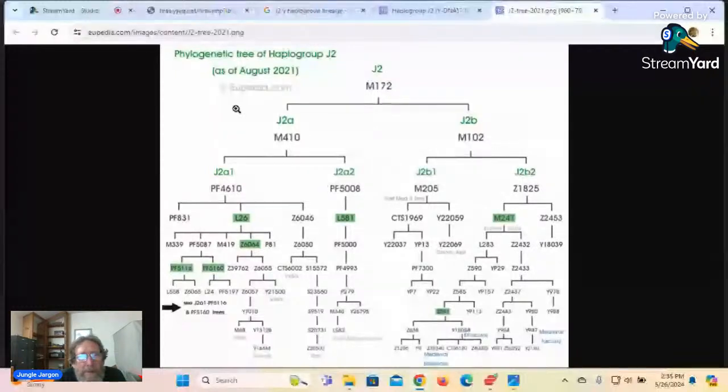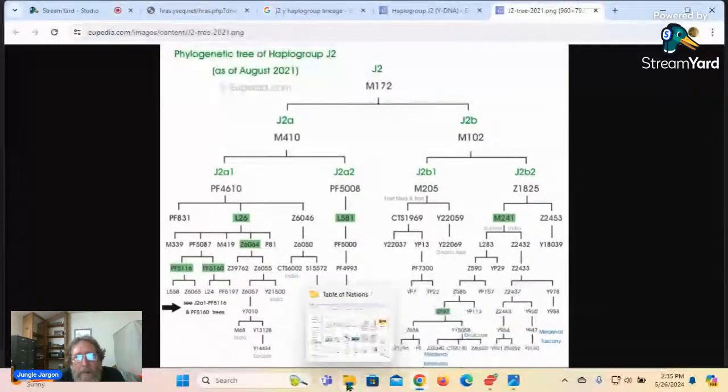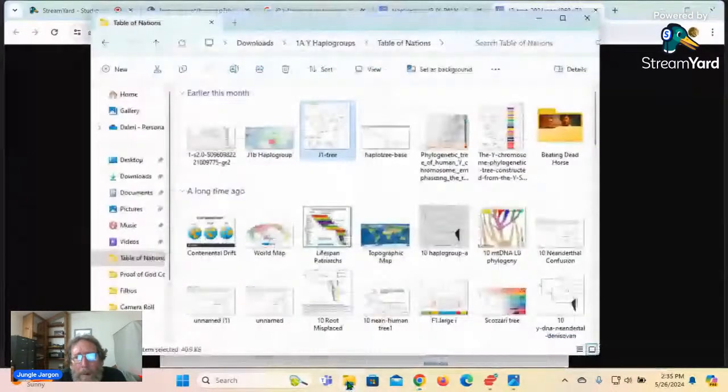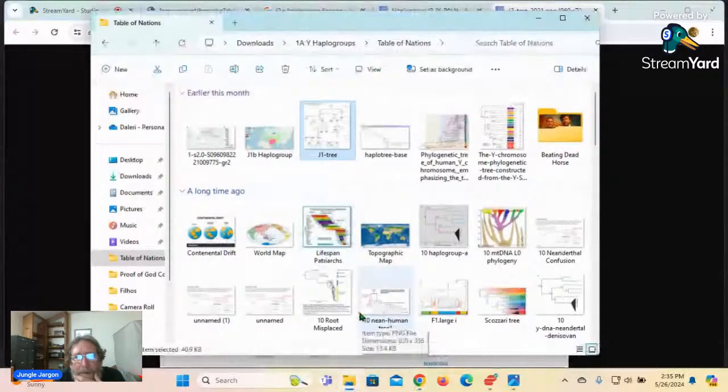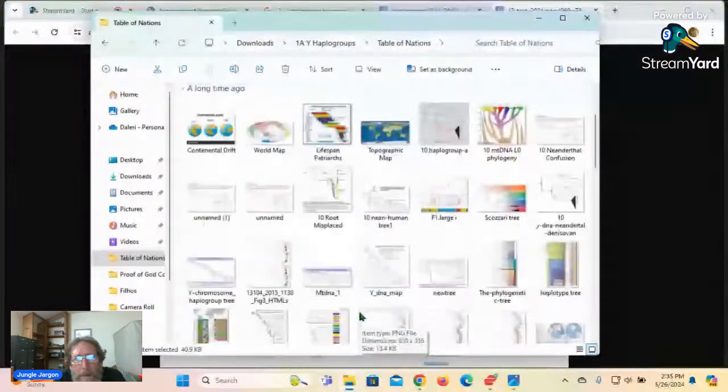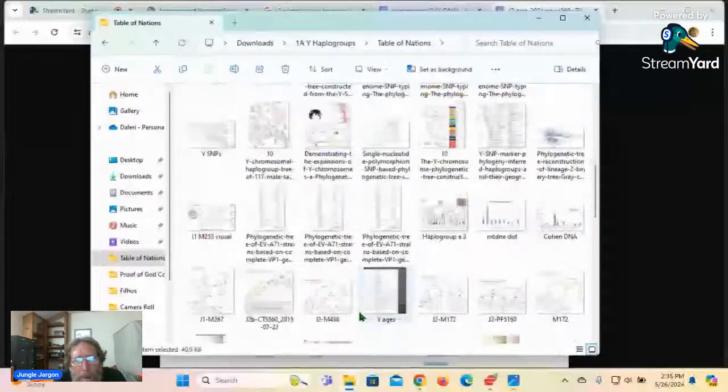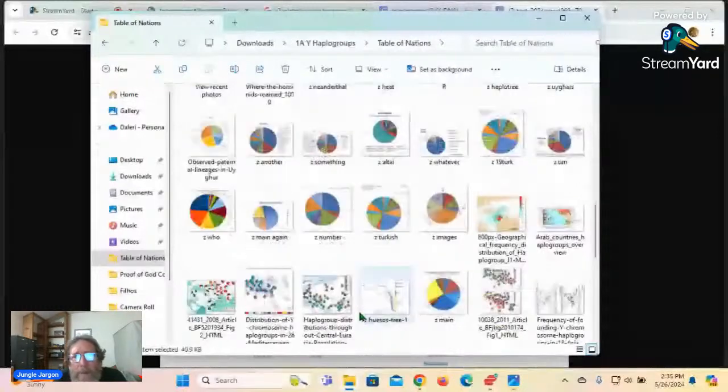So a phylogenetic tree of haplogroup J2, except there's more J2 than just M172. In order to prove that, I probably have to go to my images here. And where do I go? See if I can find a pie chart. Pie chart of what I ran. Oh man, all time.